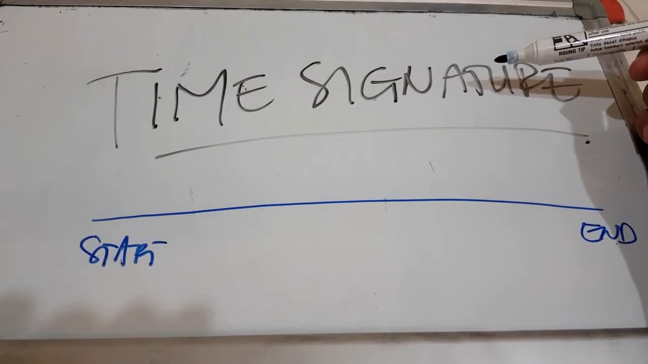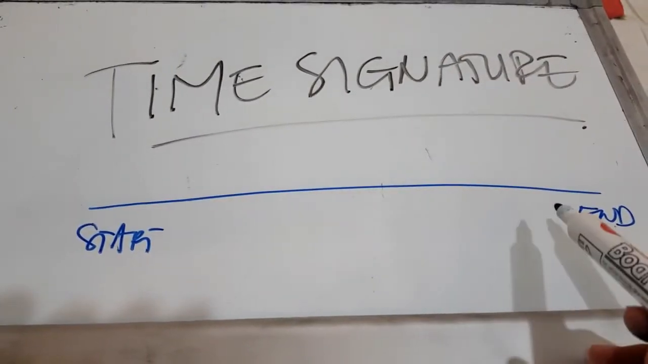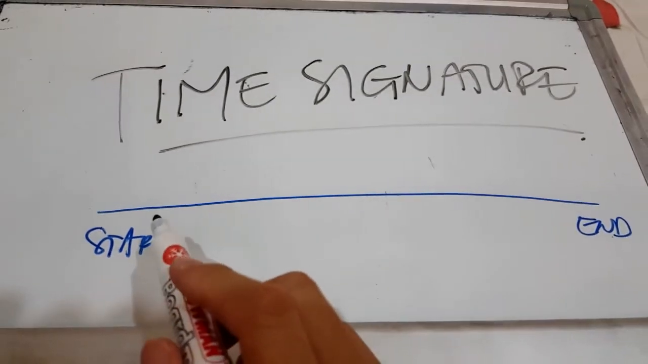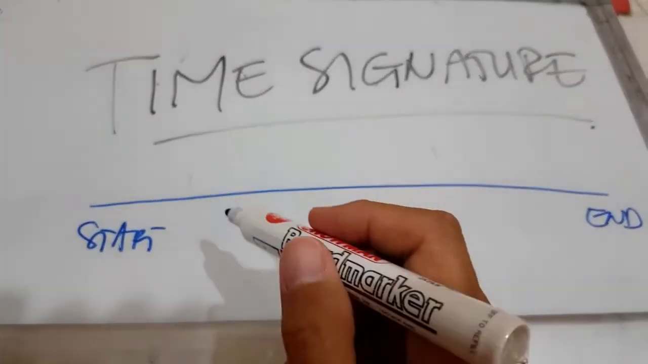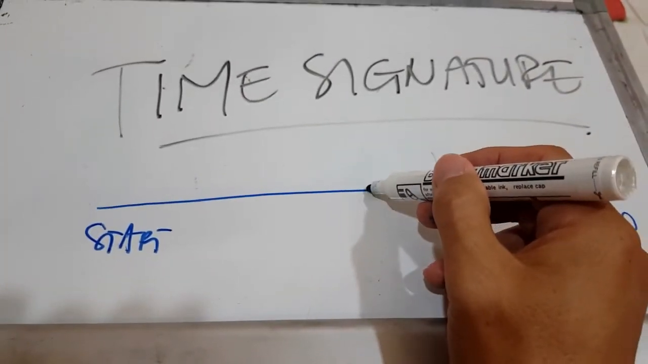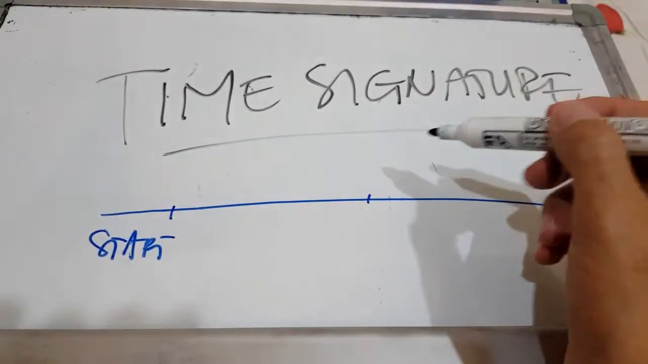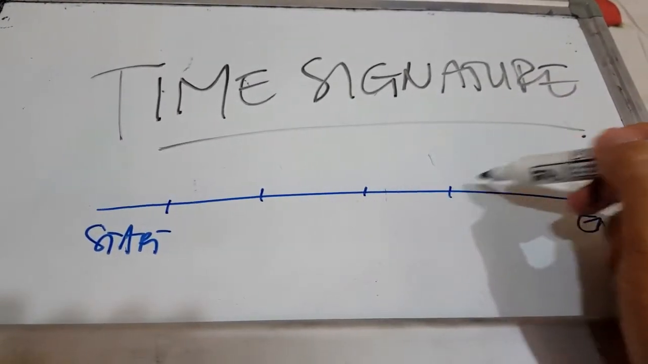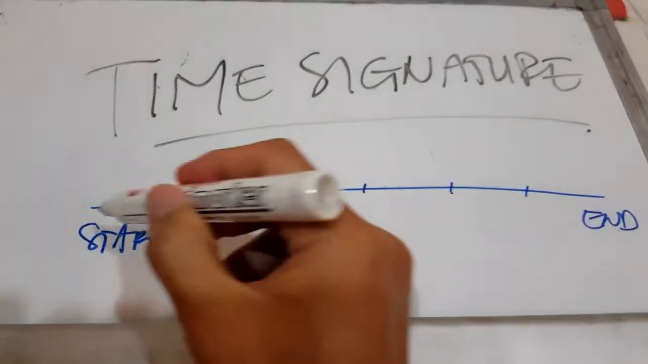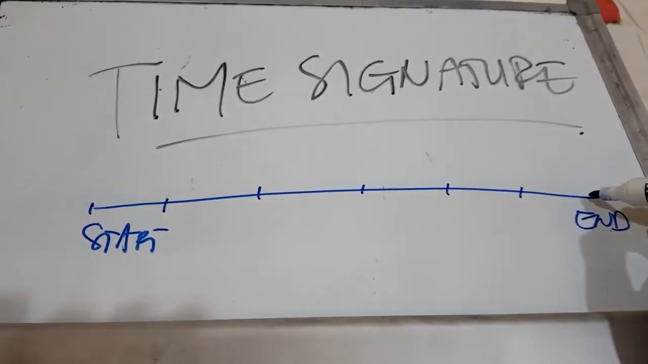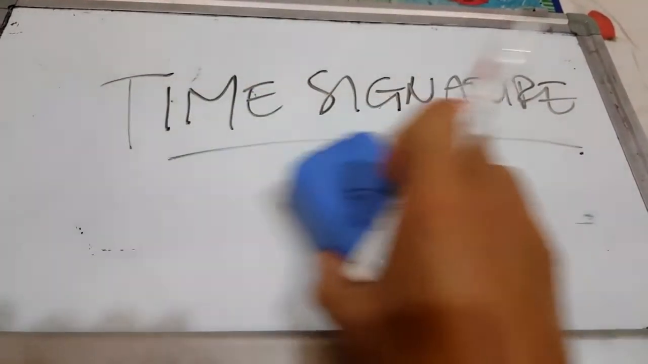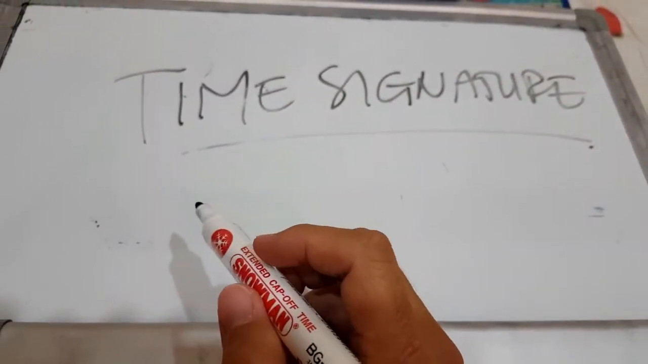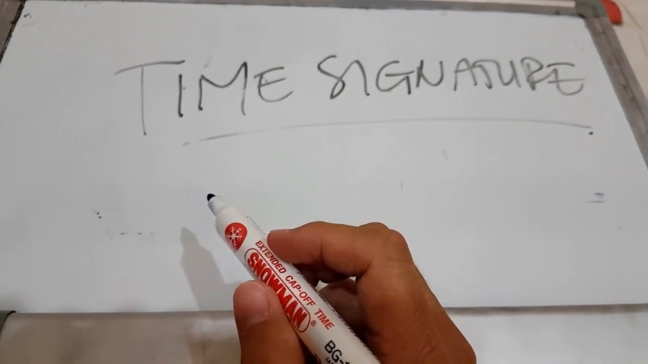If you have a time signature in here, you will be able to analyze the song in measures, so you will know how long the song goes. So time signature is to measure your music, to measure how long your music goes.